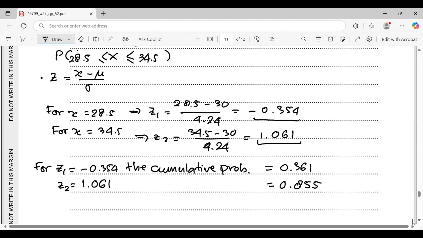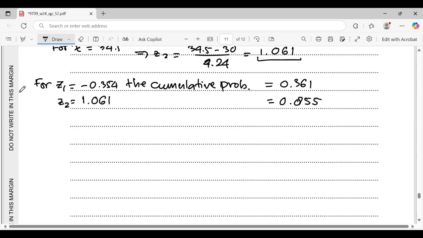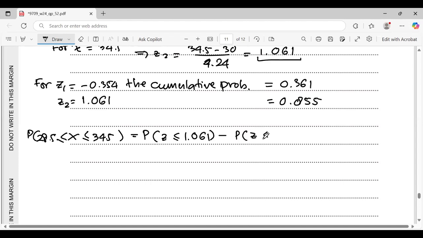So after that, we can calculate the probability. The probability that Leno scores more than 28 goals but fewer than 35 goals, x greater than or equal to 28.5, less than or equal to 34.5, is the probability z less than 1.061 minus the probability z less than or equal to minus 0.354, which becomes 0.855 minus 0.361, and the result is 0.494. This is the result.